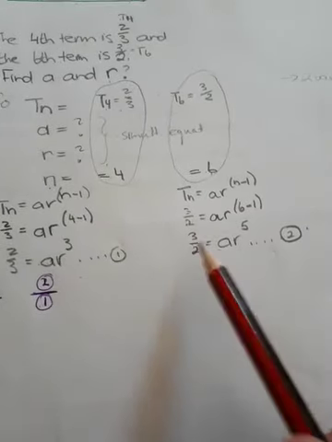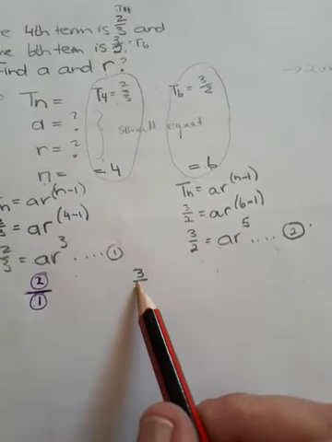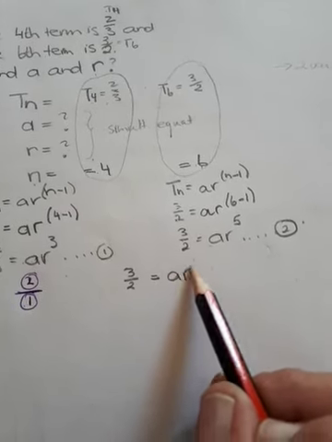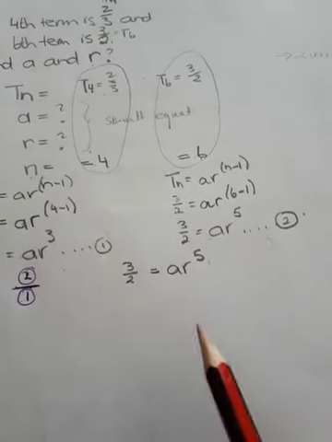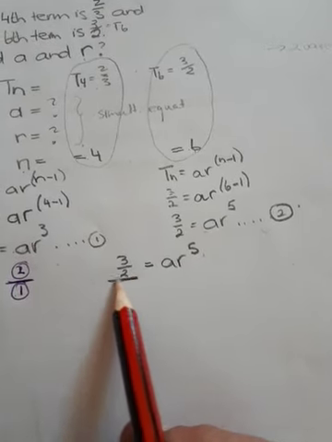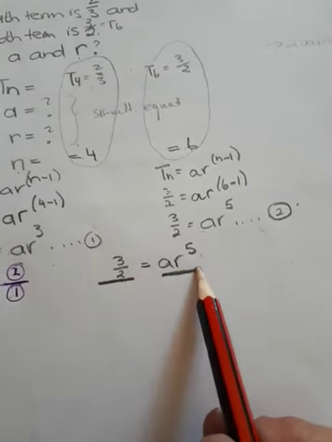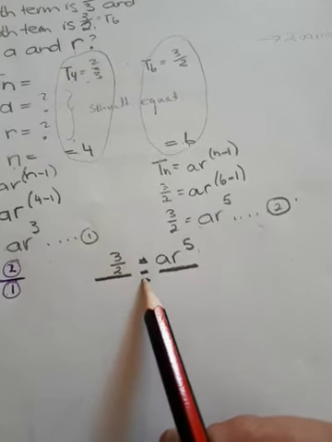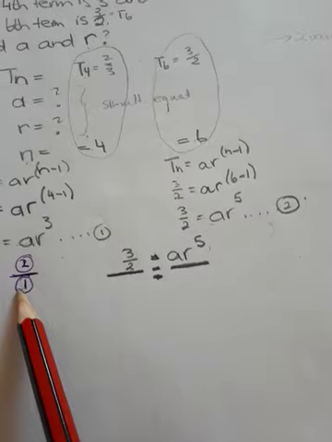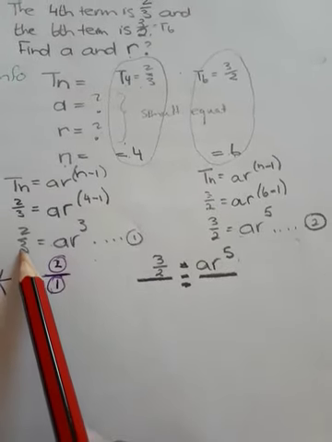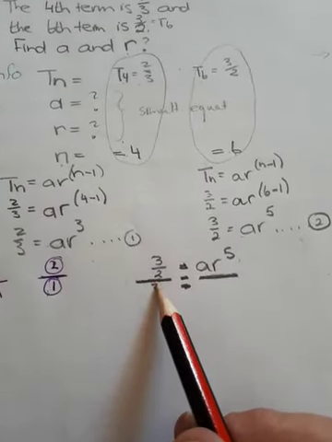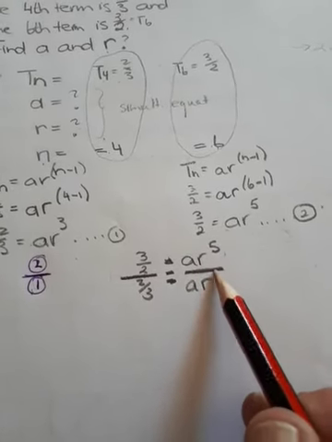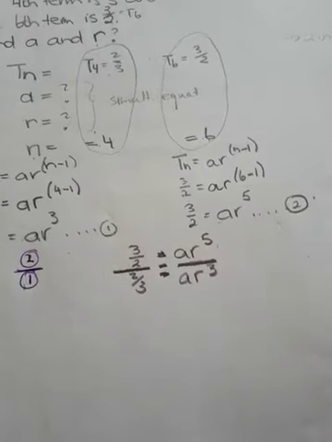So let's take equation 2. This is 3/2, which equals ar^5. We then going to divide, so this equal sign comes to the middle, and we are going to divide by equation 1. Equation 1 reads 2/3 equals ar^3.